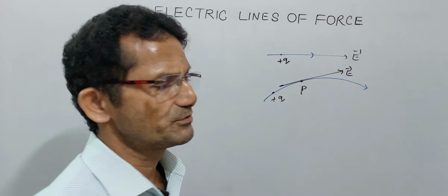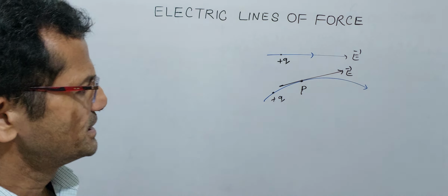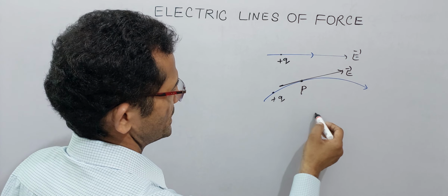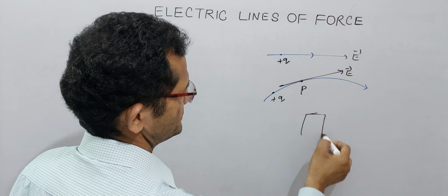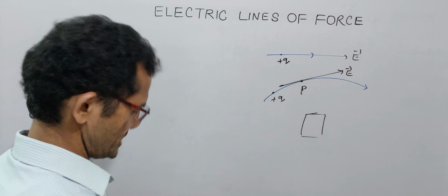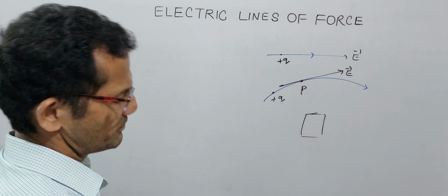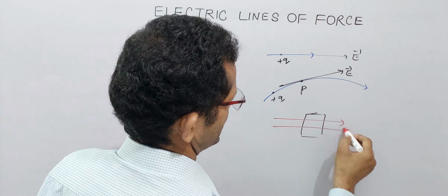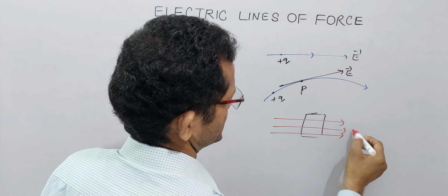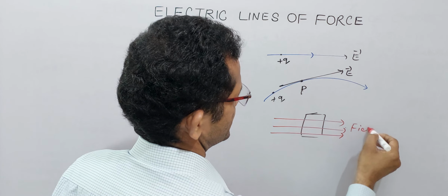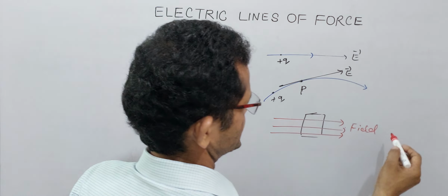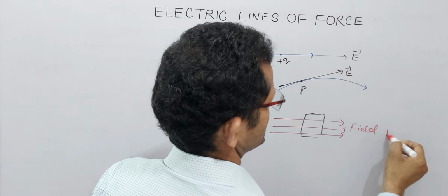and the magnitude of the strength of the electric field will depend on the number of field lines crossing a unit area. Suppose this is a unit area. The number of field lines crossing this normally will give you the strength or magnitude of the electric field at this region. These are the field lines.